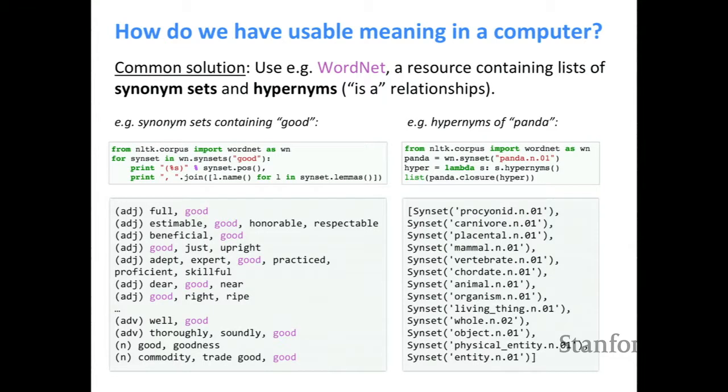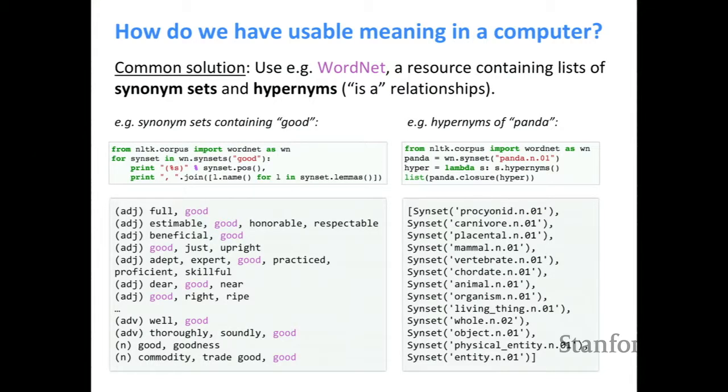And WordNet is essentially a very large, we call it taxonomy, or a resource that contains lists of synonym sets and hypernyms. So what are those? So synonym sets, we'll give you an example here. Each word, for instance, good, might have multiple different meanings.